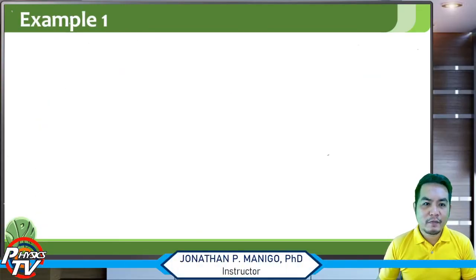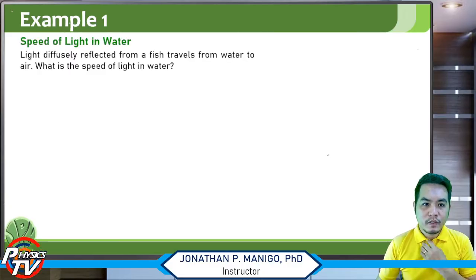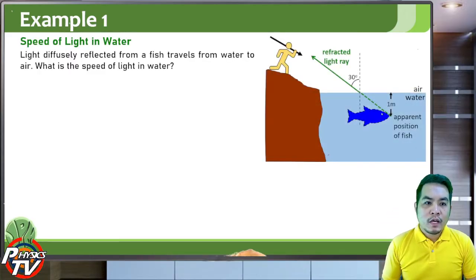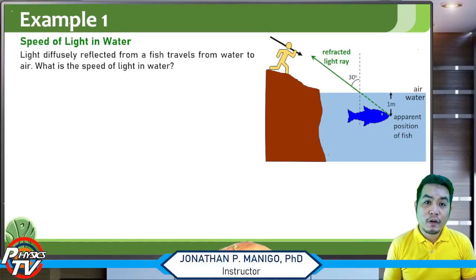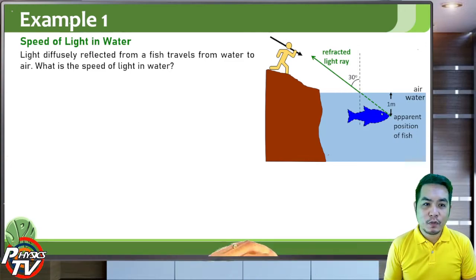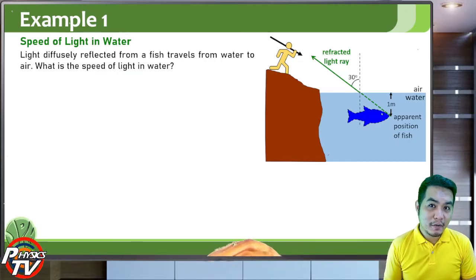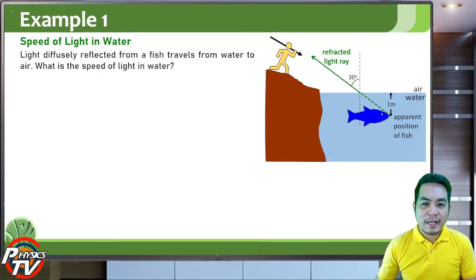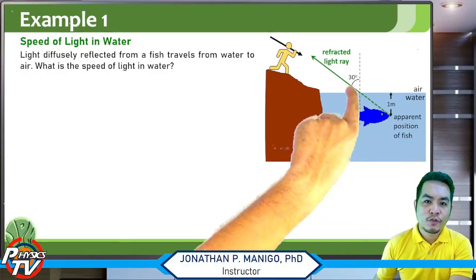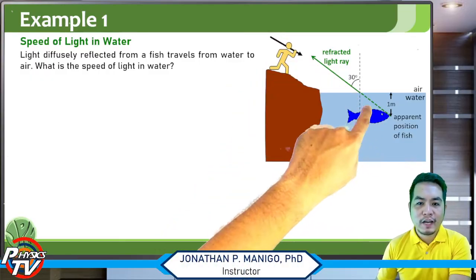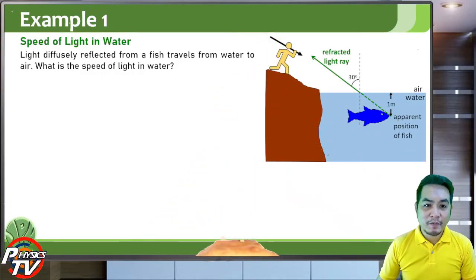Okay, let's now have some examples. This is an example on how to find the speed of light in a material, specifically in this case, water. So, light diffusely reflected from a fish travels from water to air. The question now is, what is the speed of light in water? So, light from the fish travels from water to air. What is the speed of light in water?